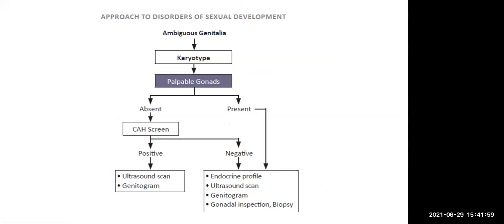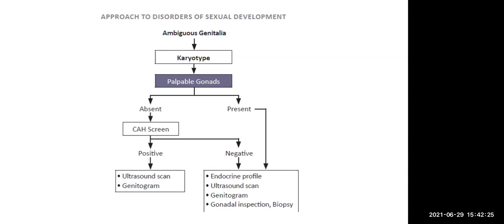So next is the approach in the patient with DSD. First, if we look at the patient with ambiguous genitalia, we have to do karyotype, as I mentioned, a chromosomal study, whether it is the deletion of the X chromosome or addition of the X chromosome. Okay, and then palpate the gonads. If there is absence, it is most likely to be female.